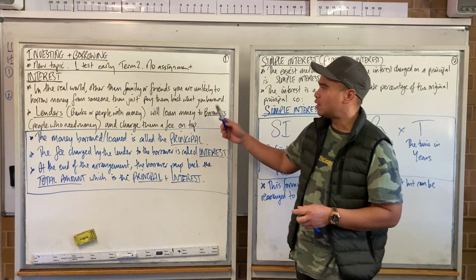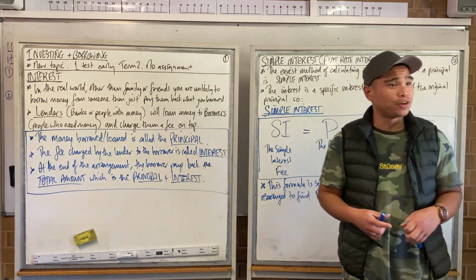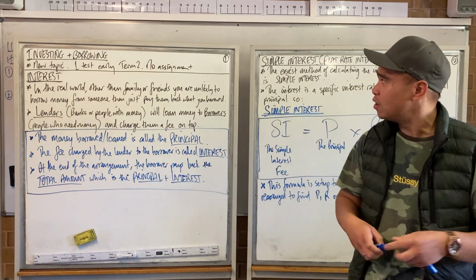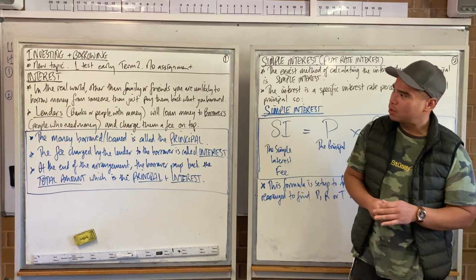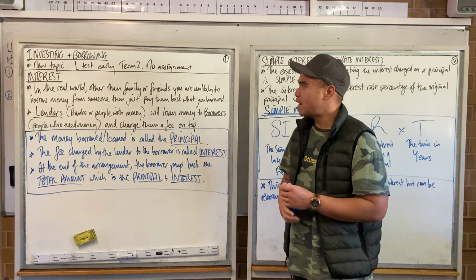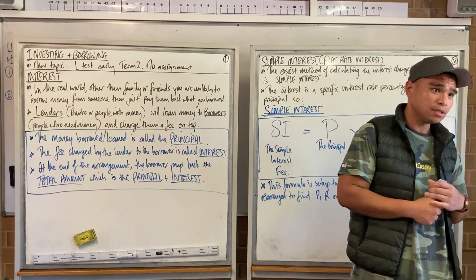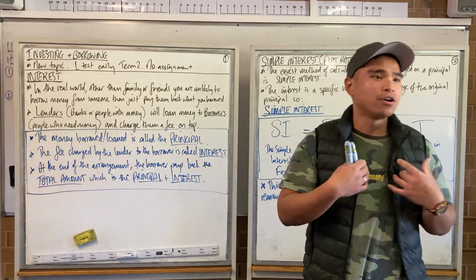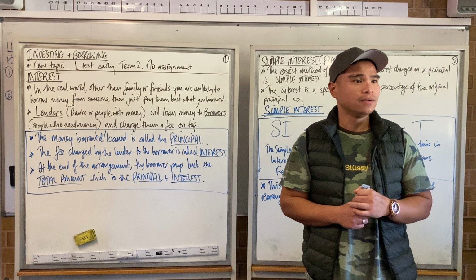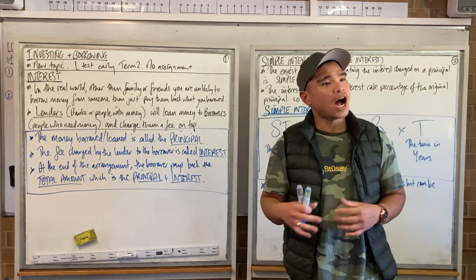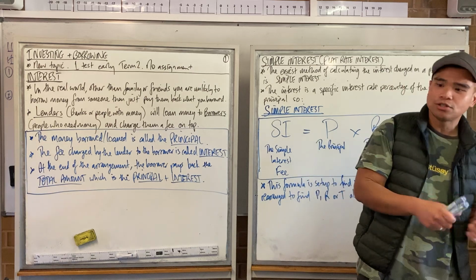In the real world, other than family or friends, but depending on your relationship with those family or friends, heck, they might still try to rip you off. Other than family or friends, you are unlikely to be able to borrow money from someone, then just pay them back what you borrowed. Do you think that's a realistic statement? Like, I borrow $100 from my dad and all he'll expect is $100 in return. If it was some rando, I'm going to try earn money off of that guy, okay? So there's terms to do with this.